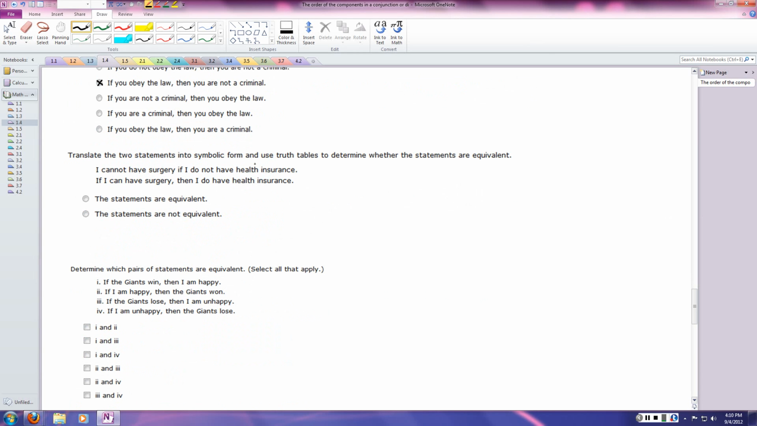Translate the two statements in symbolic form and use a truth table. Again, using truth tables is really long. You don't have to use a truth table. You can just see if they're contrapositives of each other.